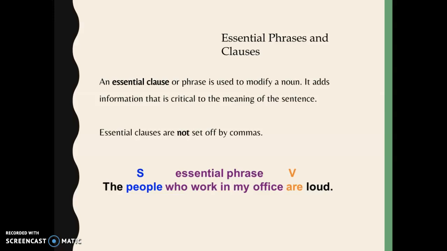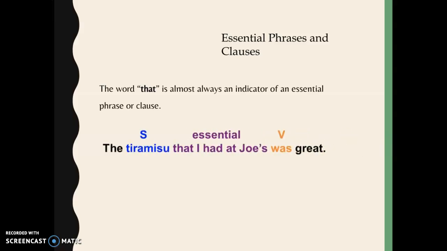The difference between an essential and a non-essential element: while commas should not be placed around essential phrases and clauses, they should be placed around non-essential phrases and clauses. So, the people who work in my office are loud. It's an essential phrase. Essential phrases or clauses are not set off by commas. The word that is almost always an indicator of an essential phrase or clause. The tiramisu that I had at Joe's was great. It's an essential phrase or clause.